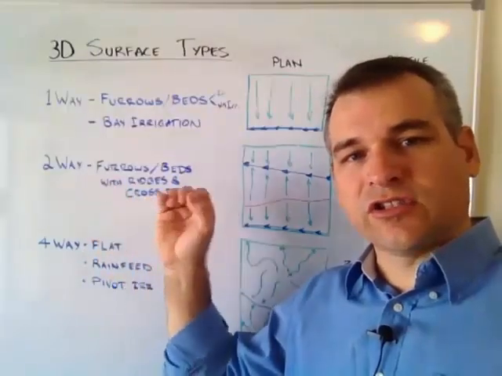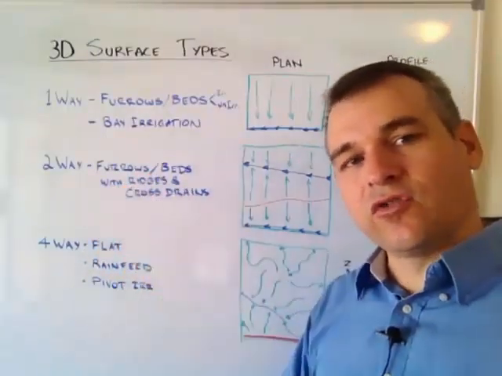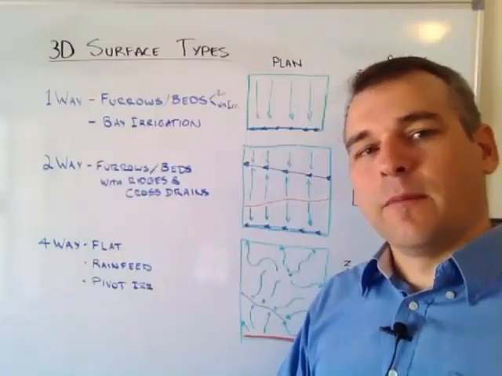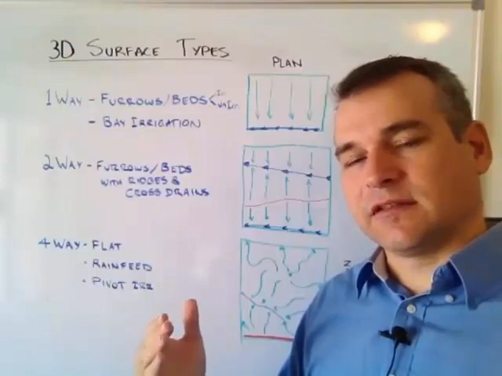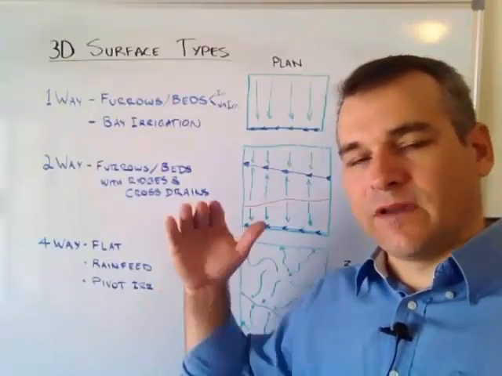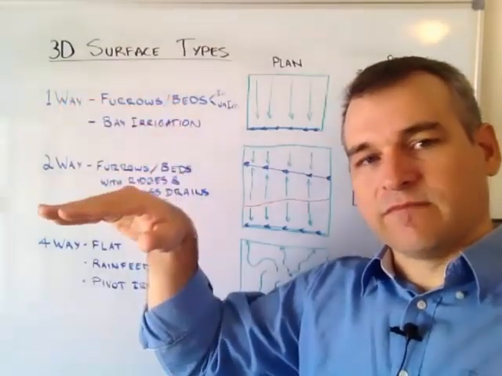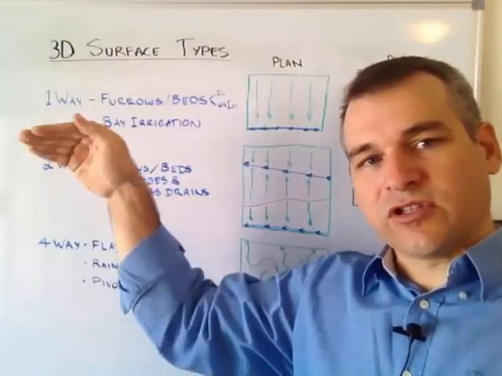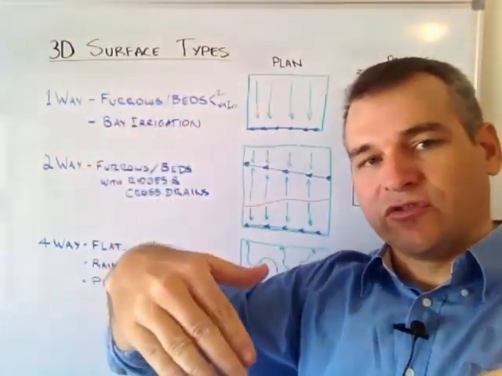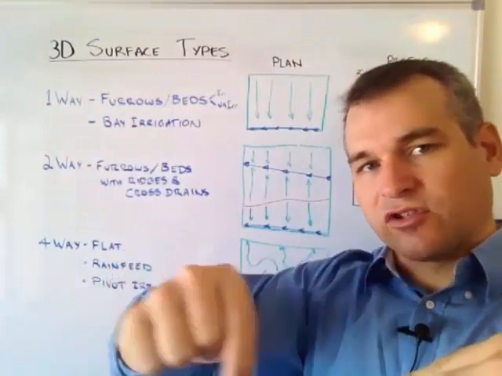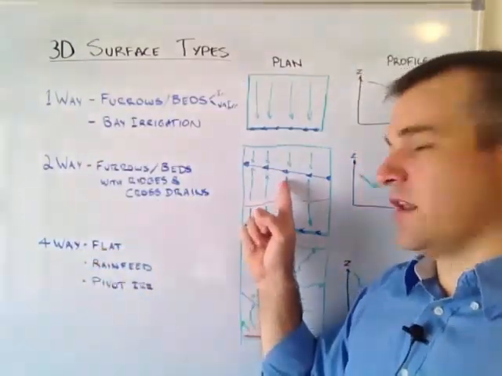Okay, for two-way designs, it's applicable for crops that are still grown on beds and furrows, but they don't have to drain from one end to the other. And this is typically the case where you've got a field that's got some ridges and some valleys in it, or lower spots, and the furrows will actually drain off the ridges into the lower spot, and then you'll have a cross drain coming across the field. And that's what I've indicated here.